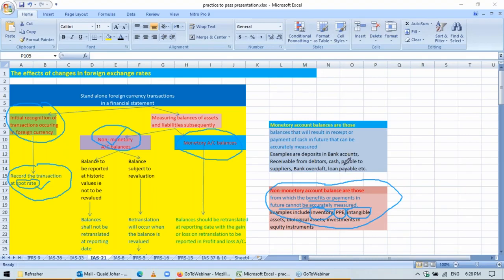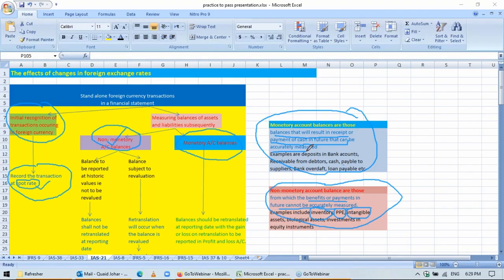So these are monetary items: accounts receivable, accounts payable, then your foreign currency deposit accounts in the bank, bank overdraft, loan payable, loan receivable, and redeemable preference shares payable. These are monetary items because you can exactly translate them into cash figures which will occur in future. So what are monetary items? Monetary balances are those items that will result in receipt or payment of cash in future that can be accurately measured. So you can measure it exactly. So they are monetary accounts.